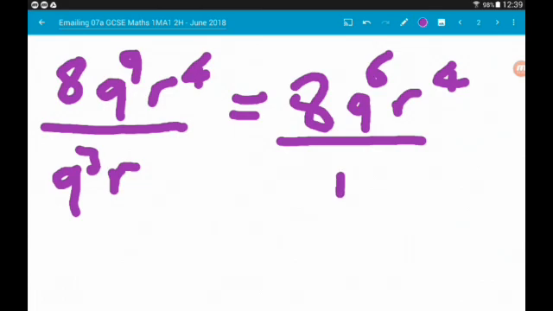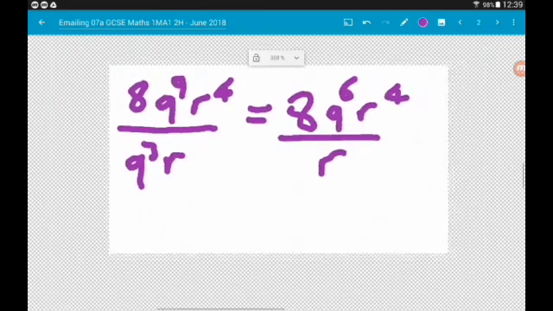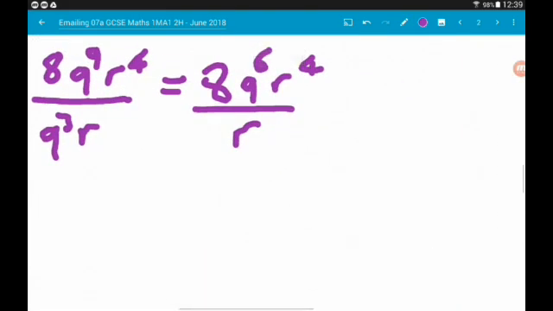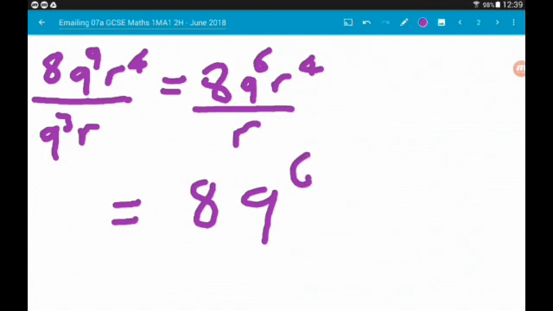So now what we've got on the bottom is an r. So the last thing we need to do now is divide through by that r. So we're going to get 8 q to the 6 r cubed. Good times.